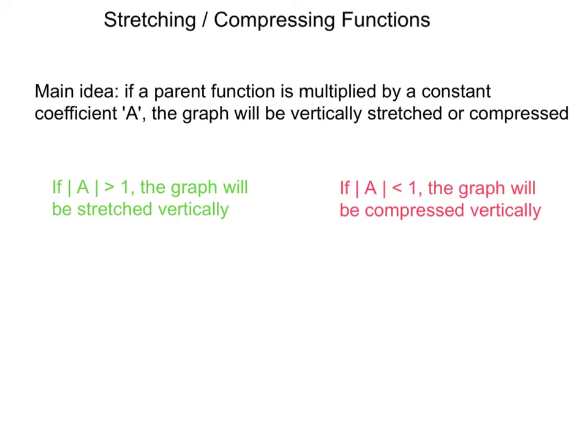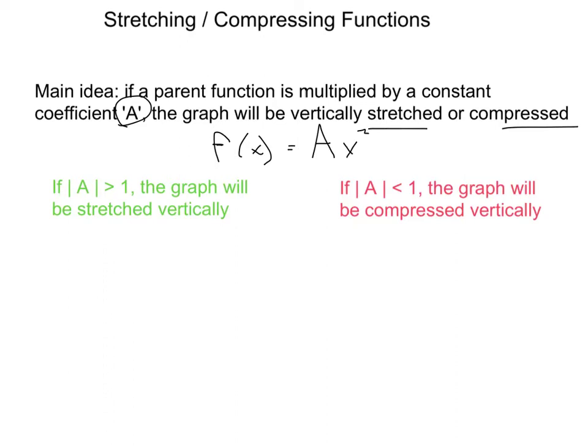In this video, we're going to explore the idea of stretching and compressing functions vertically. And the main idea here is just that if you've got a parent function and it's multiplied by some constant coefficient a, then the graph will be vertically stretched or compressed, right? So for instance, suppose that you have some function, f of x, which is a times a parent function that you already know, like x squared or the square root of x or x cubed or the absolute value. Depending on the value of a, the graph will be stretched or compressed, right?